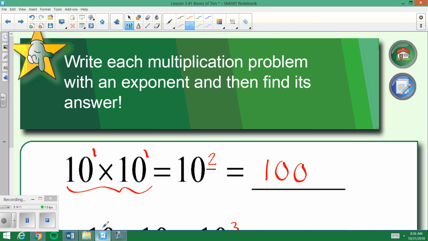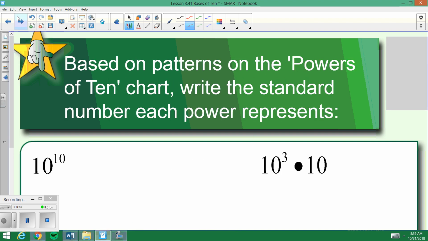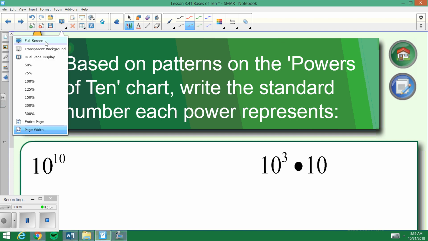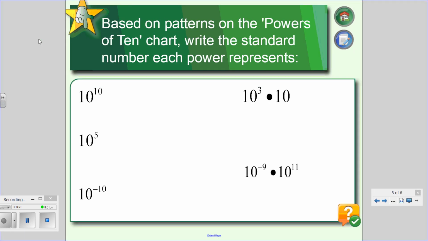All right, let's go back to the notes that we had there. Now that we have that on the back, flip your paper back over. And it said, based on the patterns of the powers of 10 chart, let's write the standard number that each power would represent. Pause the video and go ahead and do that.